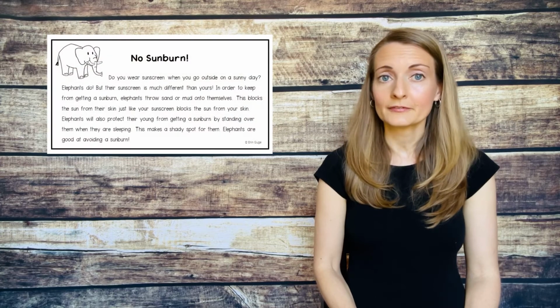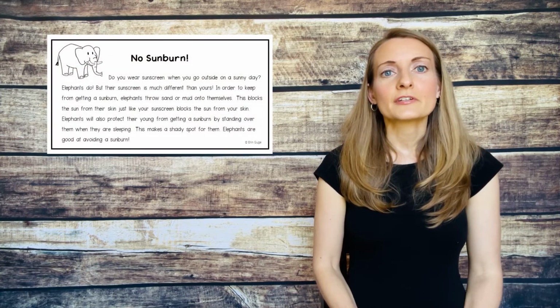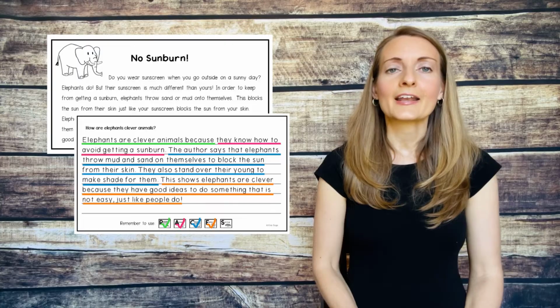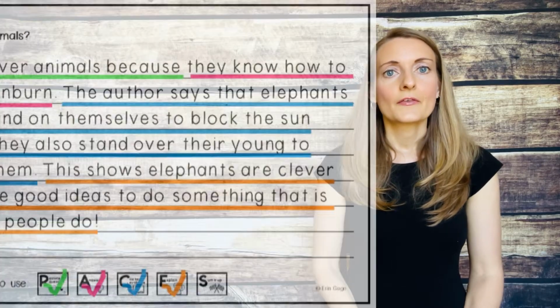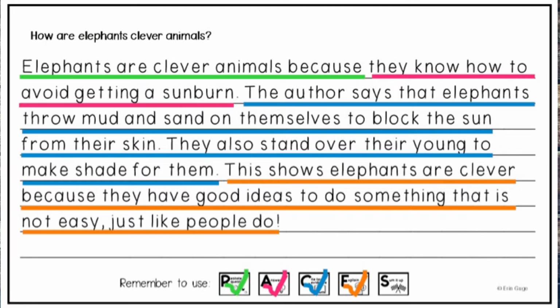Let's try another one. Remember the story called No Sunburn about the elephants? Let's reread the sample answer and then we'll decide on the best closing sentence. The question says, how are elephants clever animals? Elephants are clever animals because they know how to avoid getting a sunburn. The author says that elephants throw mud and sand on themselves to block the sun from their skin. They also stand over their young to make shade for them.